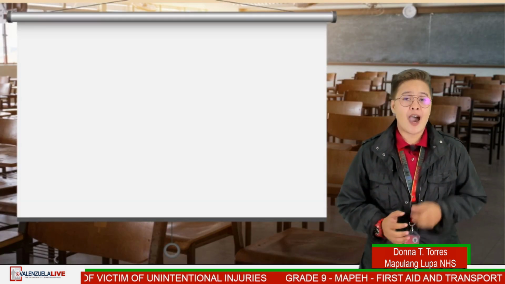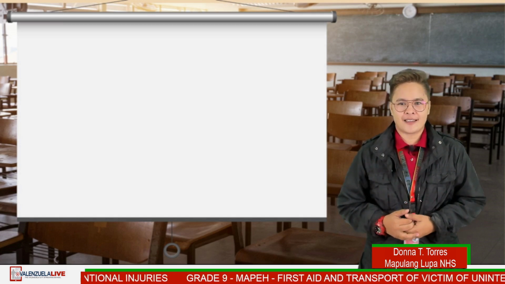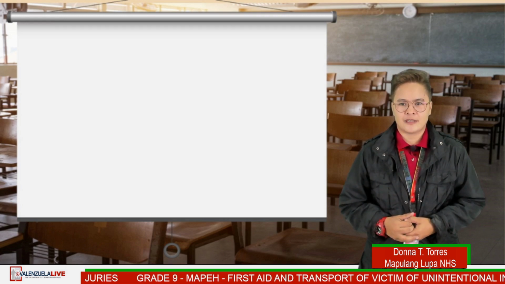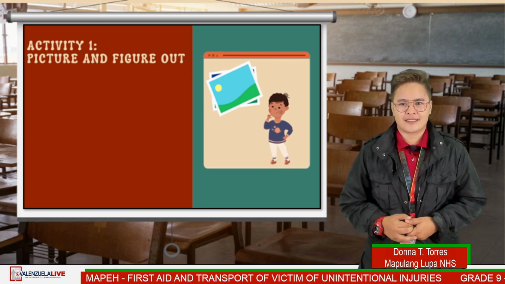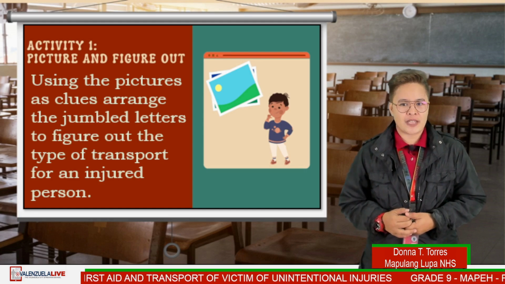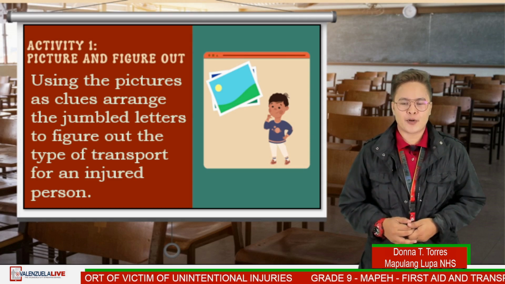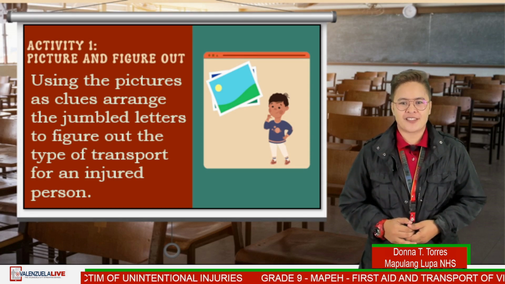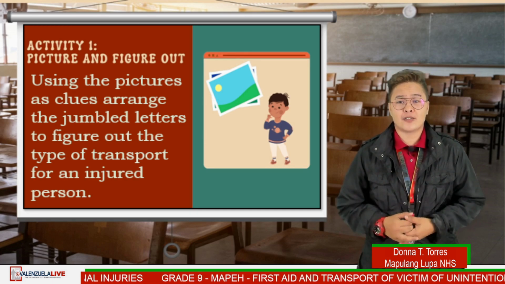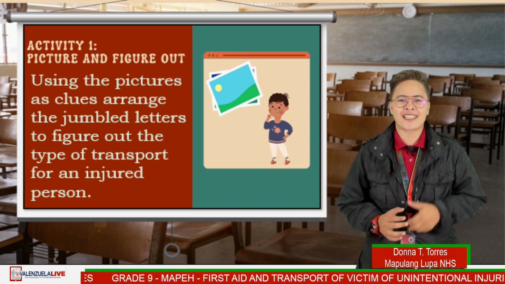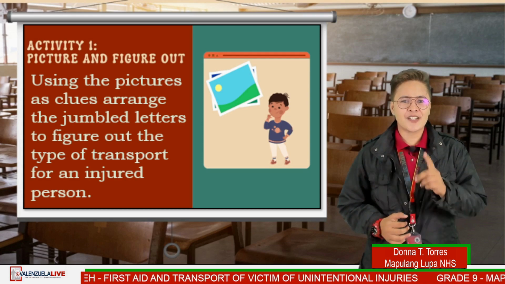Now, let me check how familiar you are with the different kinds of transport for an injured person. Let us have your first activity entitled Picture and Figure It Out. Using the pictures as clues, arrange the jumbled letters to figure out the type of transport for an injured person. You may type your answer in the comment section or write it in your notebook. You will be given 5 seconds to answer. Are you ready? Here's number 1.